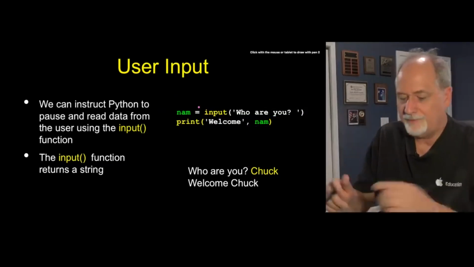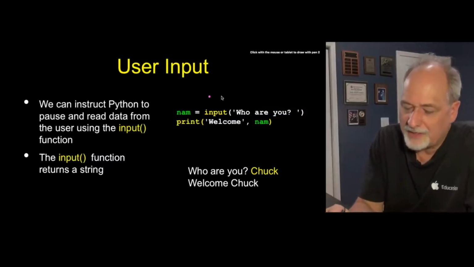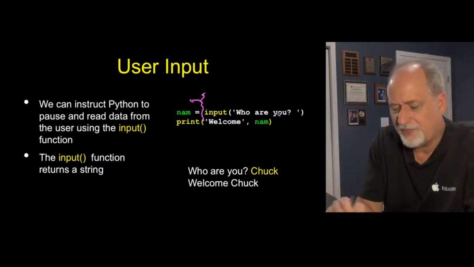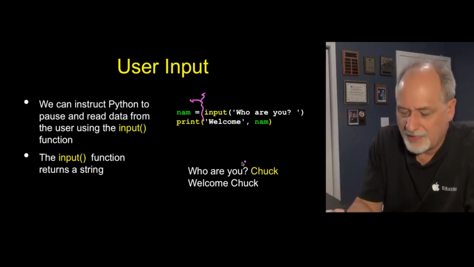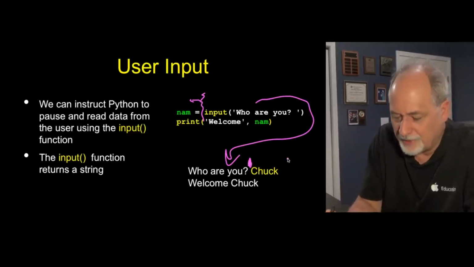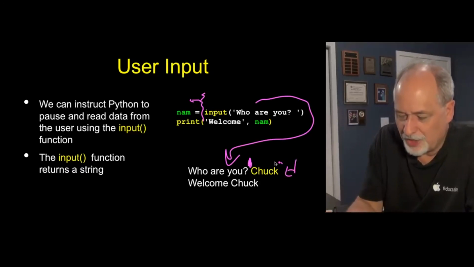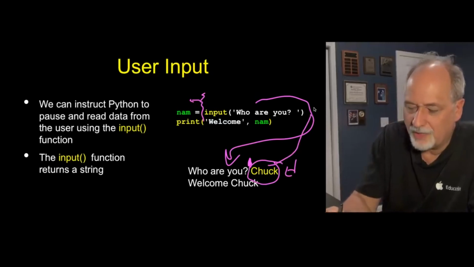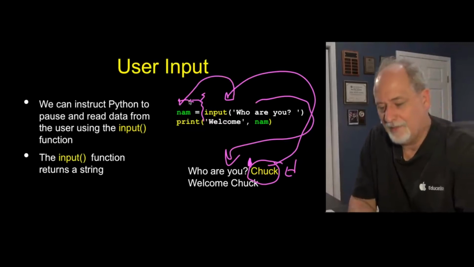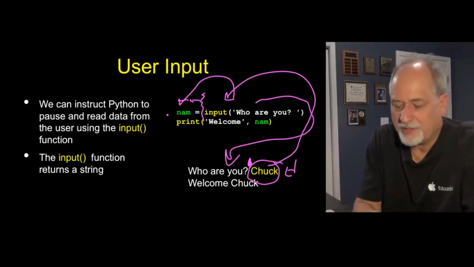So let's do that again. It's evaluating an assignment statement. Remember, you can think of it as just do the right side first. It writes this out, then it waits until we hit the enter key, and takes this Chuck, and that becomes the result of this input, which is then assigned into nam. Now then we go sequentially to the next line.